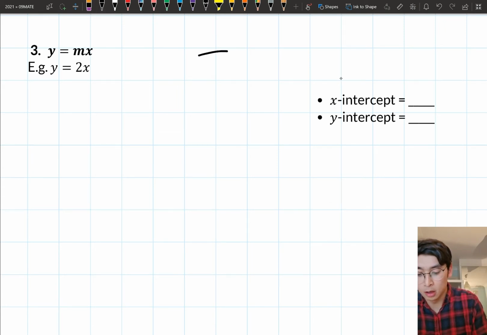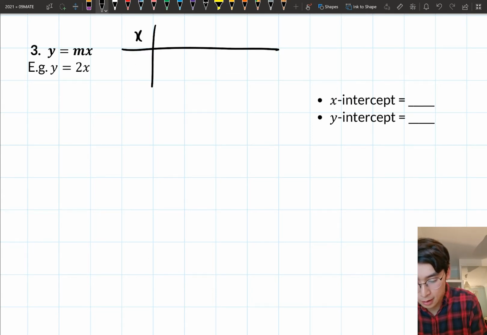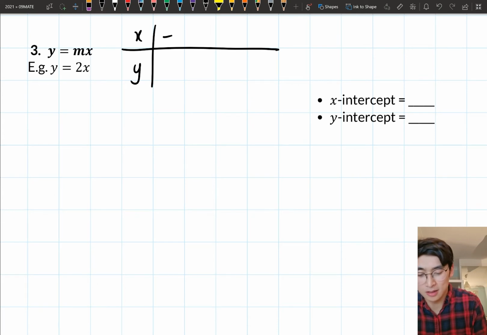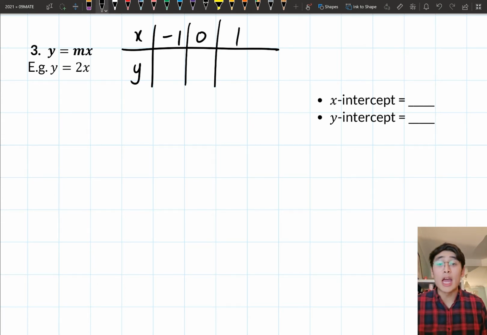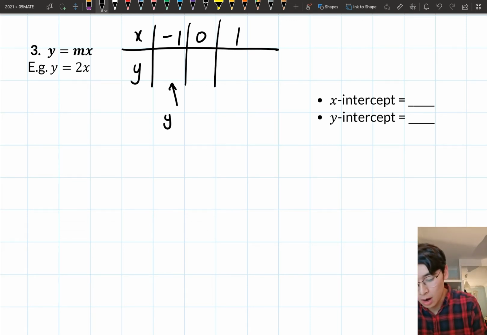Let me make it a little bit neater. I'm going to create a table of values, x and y. I'm going to go -2. Let's make it a little bit easier. -1, 0, and 1. And if you remember from when we were creating our table of values, what we do is we substitute these values into our rules. So for example, this first box, I'm going to substitute x is equal to -1. So I'm going to go y is equal to 2 times -1, which gives me -2.